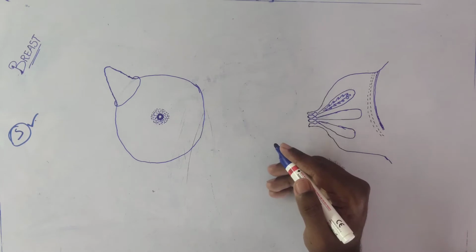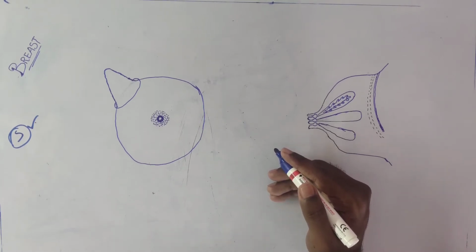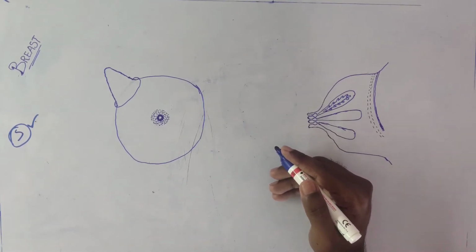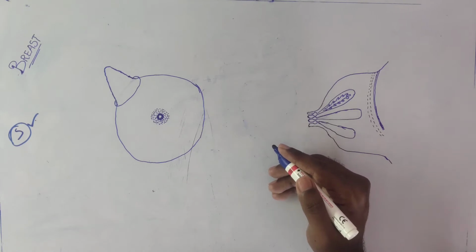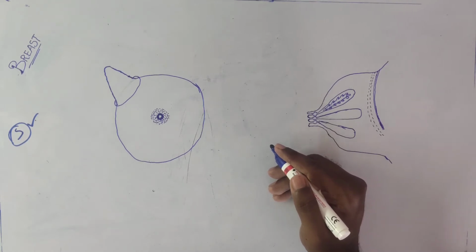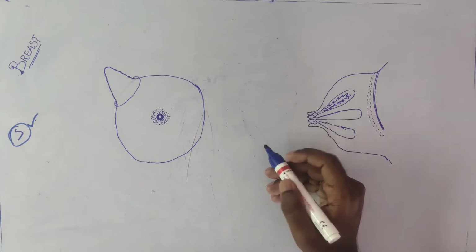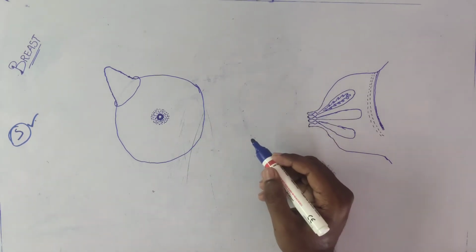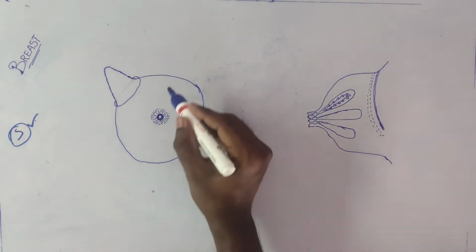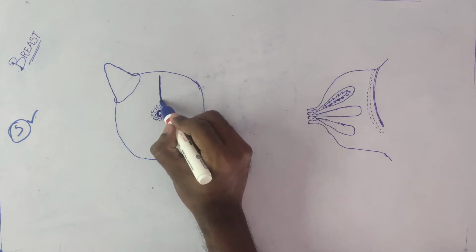Breast lies in the superficial fascia of the pectoral region. Our chest region is called the pectoral region because the pectoralis major muscle occupies the chest region, so we call it the pectoral region. Now, breast lies in the superficial fascia of pectoral region, and this is the breast, and the breast is divided into 4 parts.